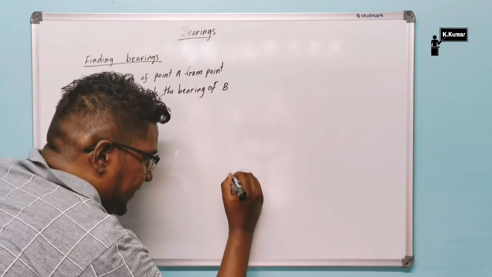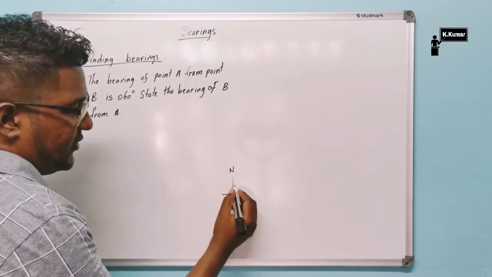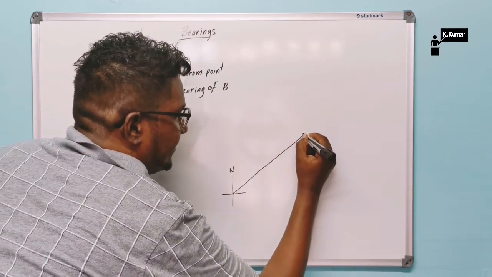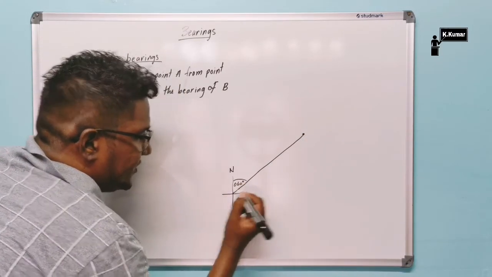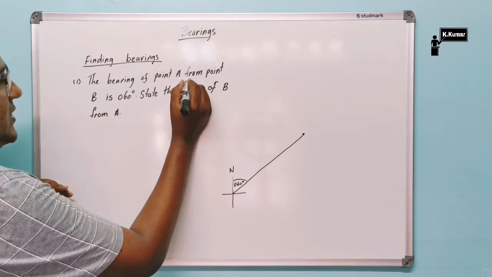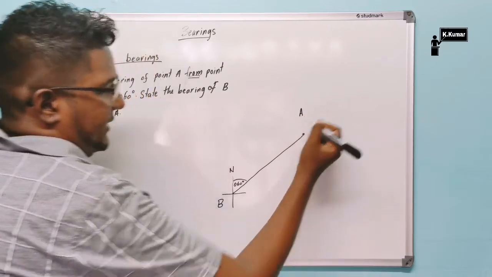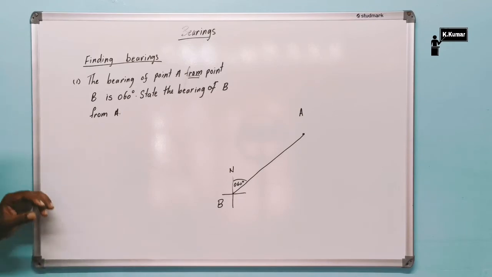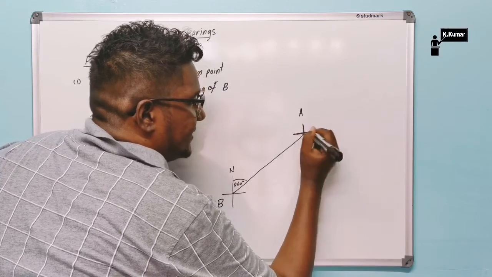So let's set up. We draw our cardinal points. This is north. 060 falls between 0 and 90, so that means our bearing would be somewhere here going out. So this here is 060 degrees. And it's the bearing of the point A from the point B. So from B, we're going to get A. But they want you to state the bearing of B from A. That means now they want you to find what is the bearing from A to B.